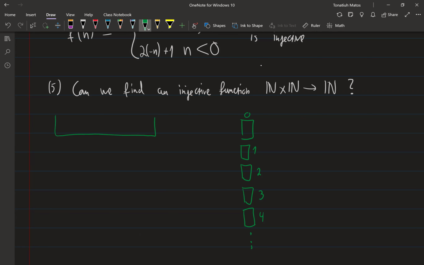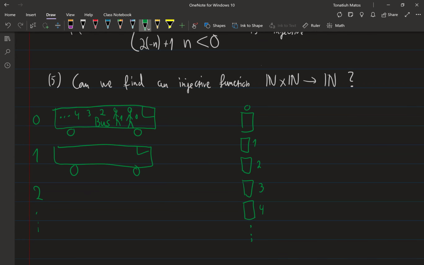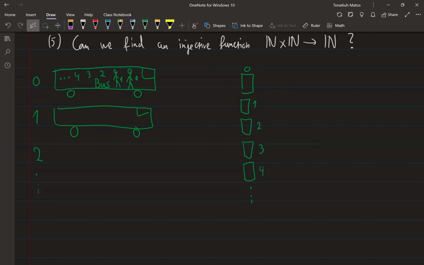Now there is a bus. I'm really bad at drawing. There's a bus labeled 0, and that bus has someone labeled 0, someone labeled 1, someone labeled 2, 3, 4, and the bus is infinite, right? And not only that, but there's infinitely many buses, 2, 3, and so on. So how do you fit all of these people into the rooms? This seems way more difficult.